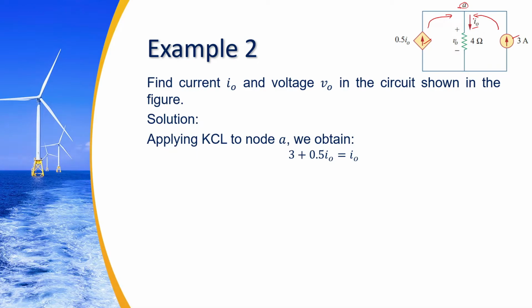The direction of our IO is away from node A. So it is the only one that is different, so you put it on the other side. That is how we came up with this equation: this one entered, and this one left. When we transfer the 0.5 IO to the other side, we get 3 is equal to 0.5 IO. Then divide both sides by 0.5, and we get the value of IO, which is 6 amp.